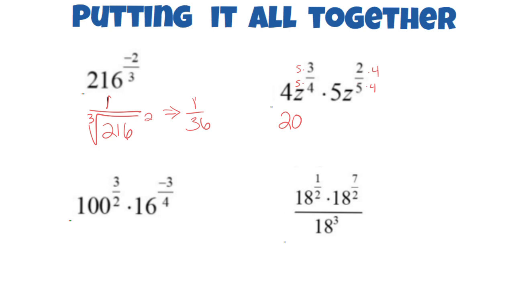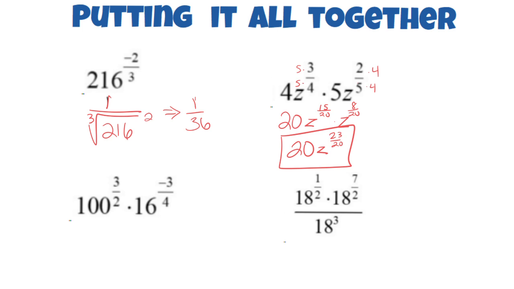So now what I end up with is a z to the 15/20ths times a z to the 8/20ths. By doing that, I'm now able to add these together. I get a 20z to the 23/20ths, and I'm just going to leave it like that for now.